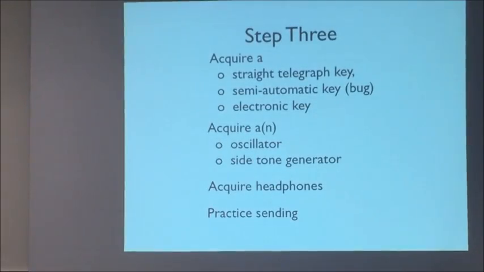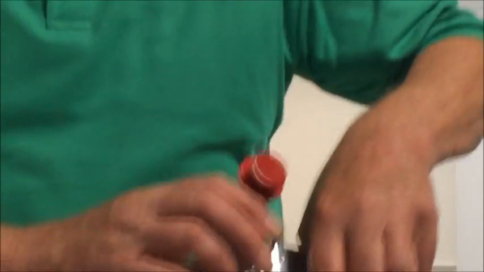You're going to need a straight key. This is what the straight key looks like. It's just the regular old telegraph key, a manual switch, and you close it. Or a semi-automatic key, a bug, which did not make it in the box tonight. It's called a bug because it has a little pendulum on there that oscillates back and forth, the Vibroplex. Or an electronic key, which is the one that I'm using here.